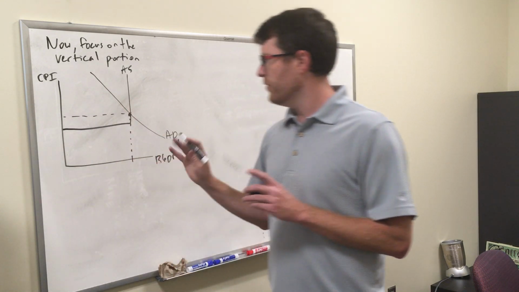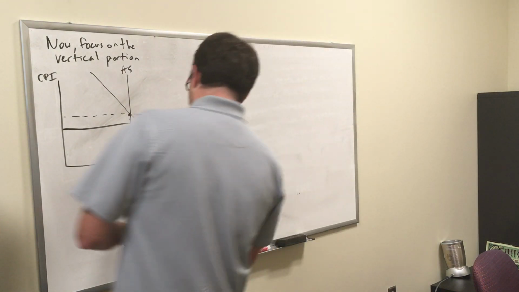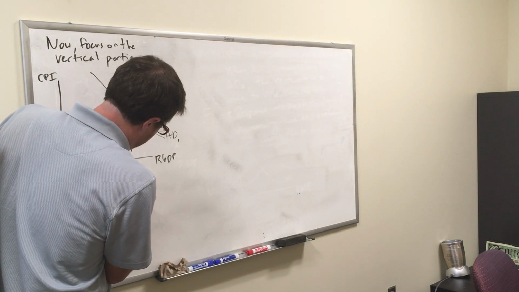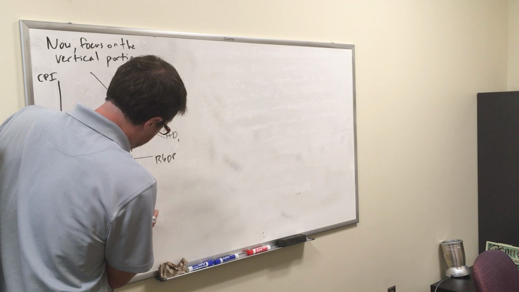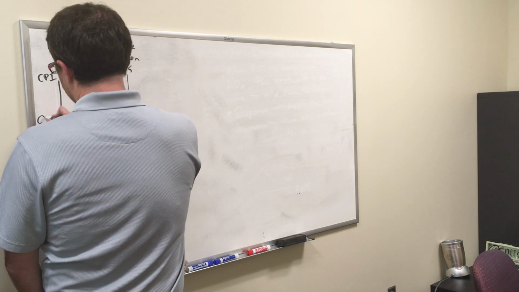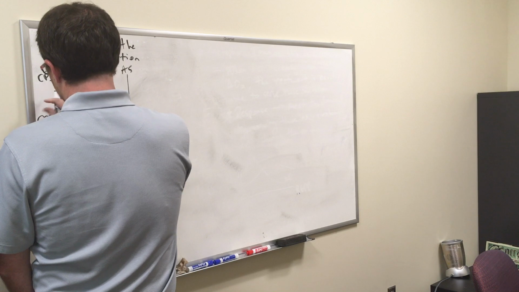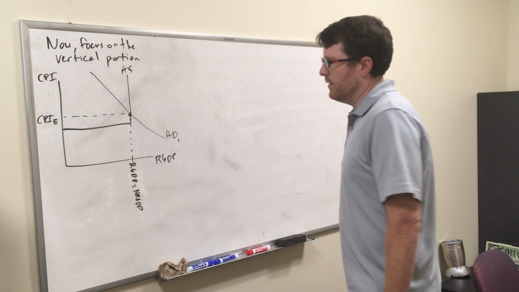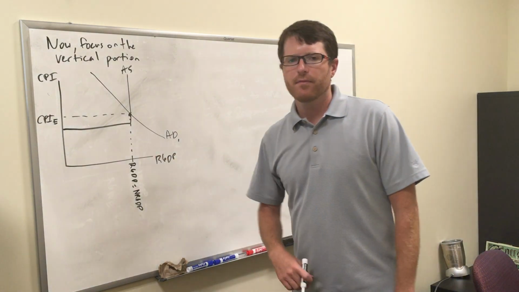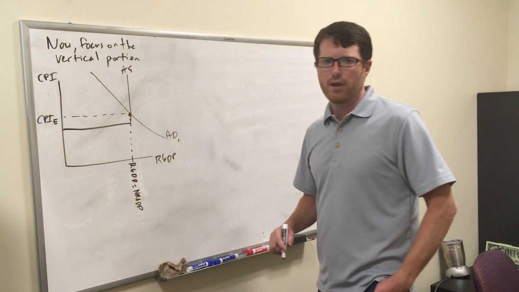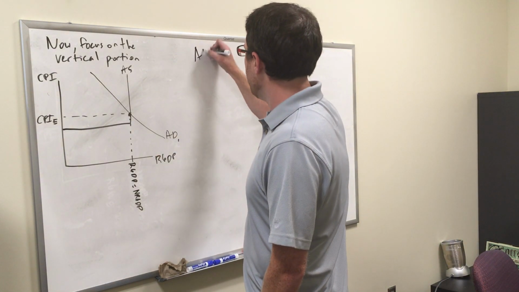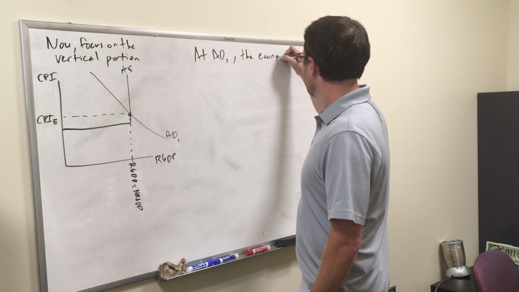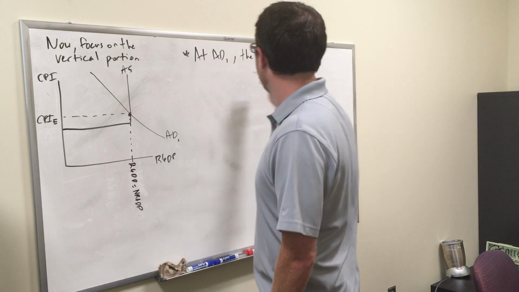The first thing I'm going to make sure I do is draw out my equilibrium. This is my real GDP, which is equal to my natural real GDP. And here's my CPI. According to Keynes, we're maxed out here. There's no way to produce more. In fact, at AD1, the economy is at its full capacity.